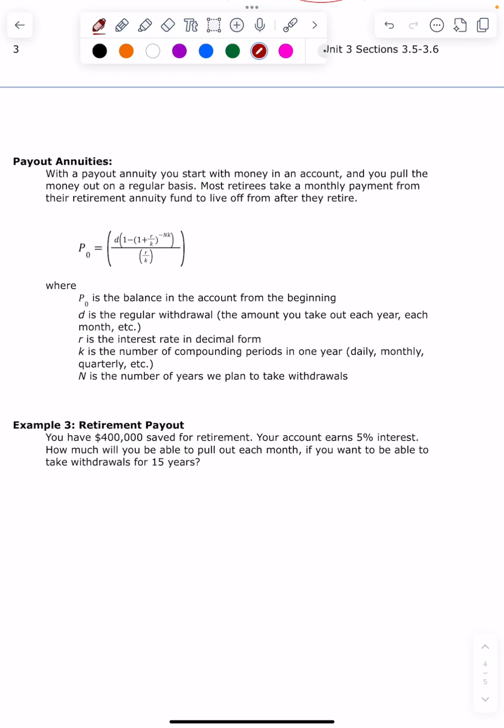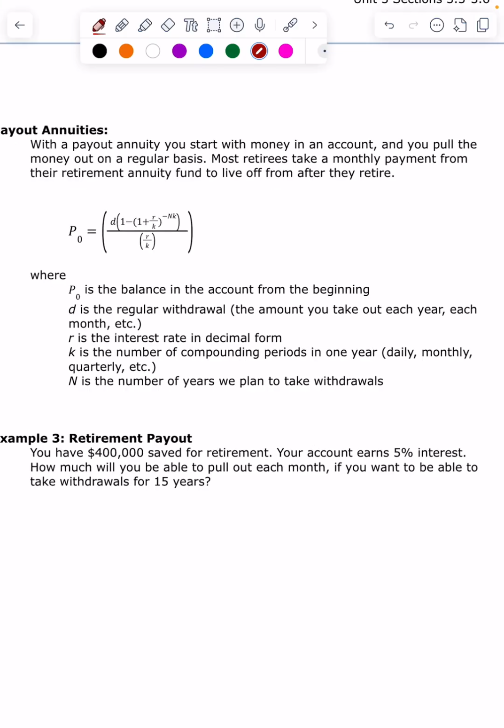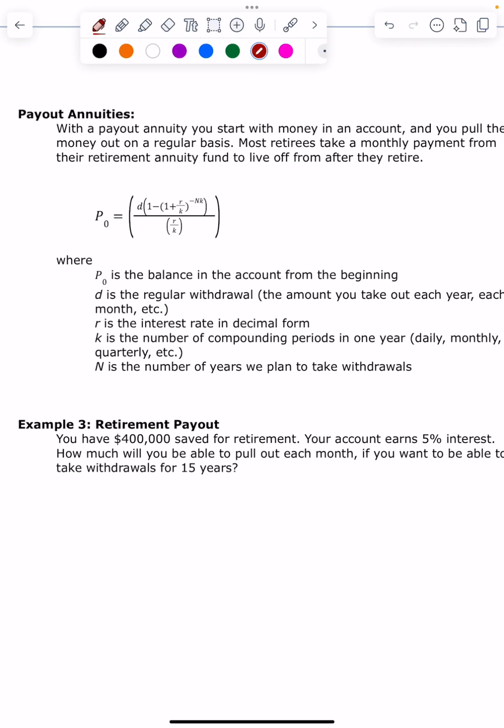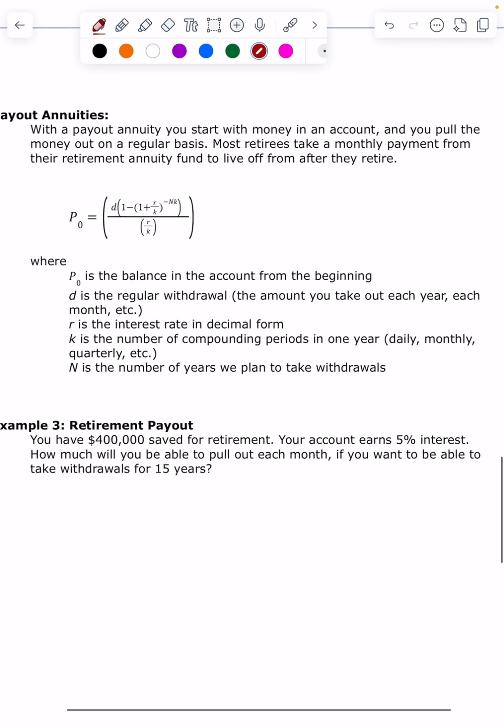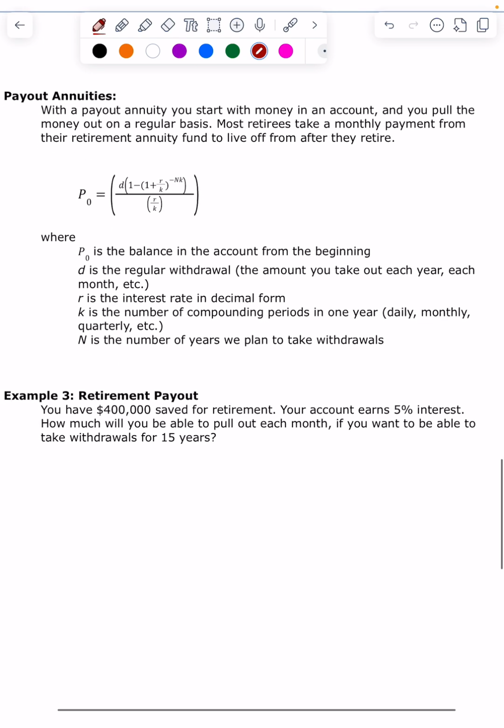All right, payout annuities. So this one has a new formula, and the good news is you'll repeat using this formula when we do loans. So it's the same exact formula. But it might be interesting to think about why a payout annuity formula is the same as a loan formula. We don't really have anything new in this formula. The letters they all still mean the same thing, but it is a different formula.